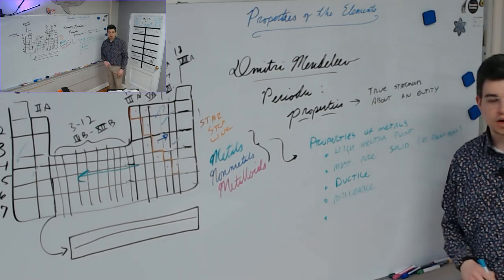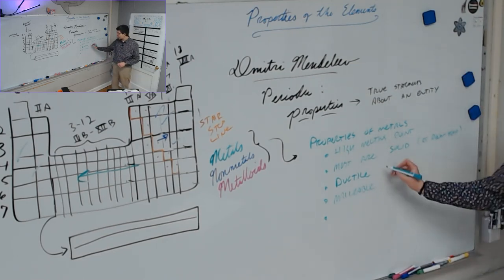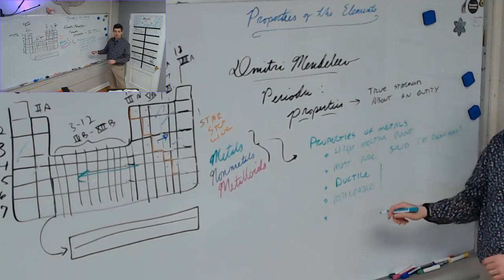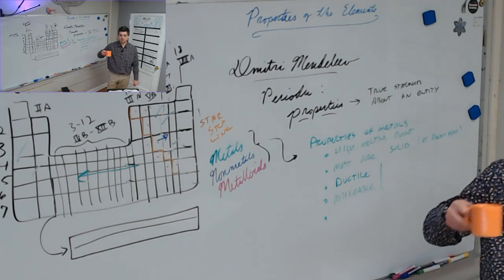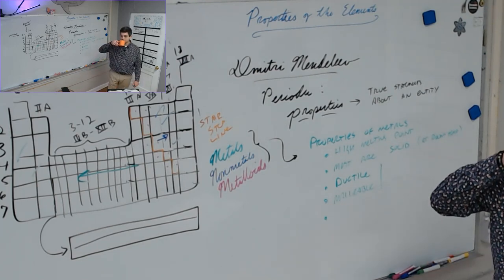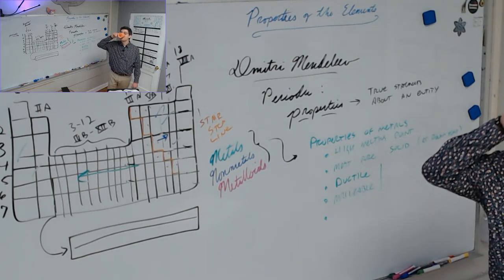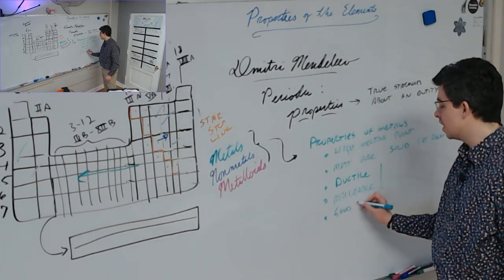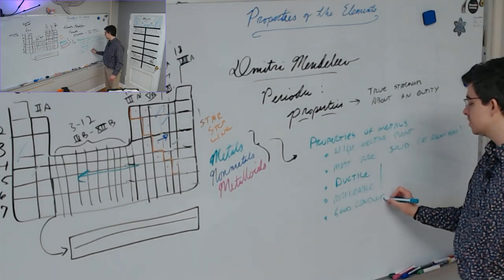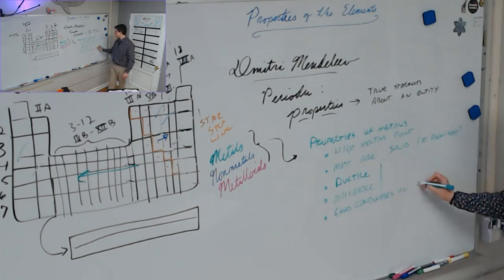What else? What's another property of a metal? You do have to know these two. I'm writing them, I'm not writing the definitions, but you have to know their definitions. What's another one? Found in the ground? No. Good conductors. Good conductors of not just electricity, but heat and electricity.